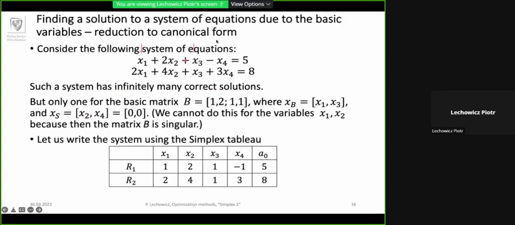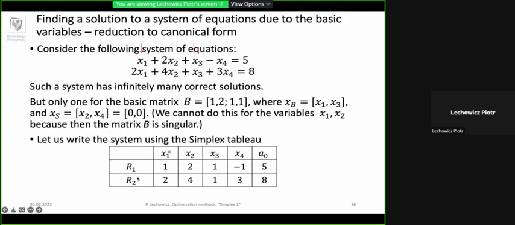Our free variables are x2 and x4, so these are the remaining variables, and there exists only one solution where the free variables are equal to 0. And we cannot apply this for selecting first and second column because such a basic matrix is singular, so it has a 0 determinant.